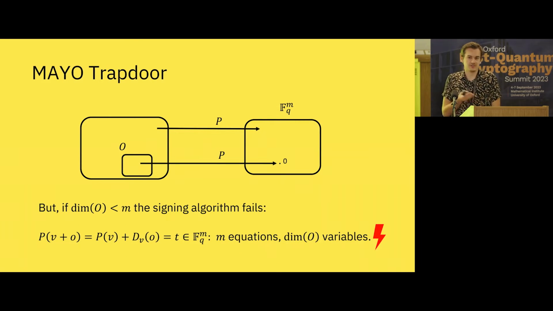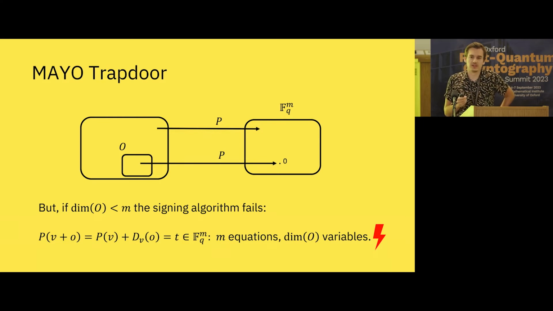But why didn't oil and vinegar use a smaller space? Well, it's because if the space is too small, the signing algorithm doesn't work anymore. I mentioned earlier that when you sign, you end up solving a system of linear equations, and the degrees of freedom that you have comes from the dimension of your oil space, and the number of constraints that you have to satisfy is the number of equations. So if the dimension of this space is too small, you'll end up with a linear system with too many equations. So it's very unlikely that this system of equations has a solution. So signing doesn't work anymore.